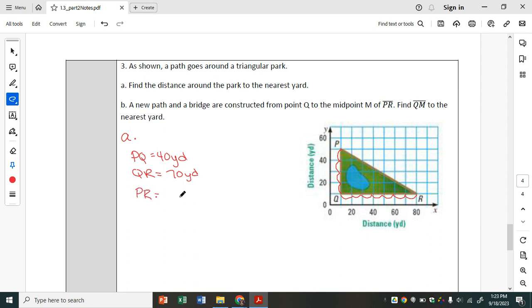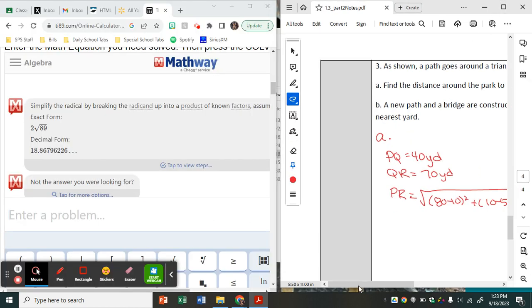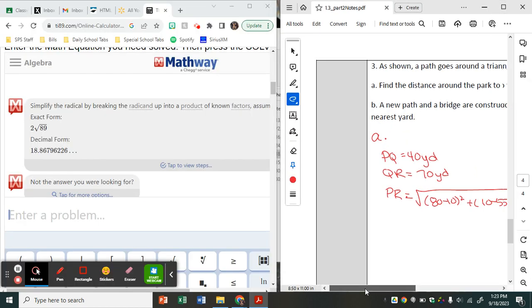So for PR, if I wanted to find my distance formula, first off, P is at the point (10, 50), and R is at the point (80, 10). So I need those values for my distance formula. So I'm going to take the square root. I'm going to do 80 minus 10 squared, and then I'm going to do 10 minus 50 squared. And again, because we're looking at an actual real world situation here, I'm going to put it into a decimal.